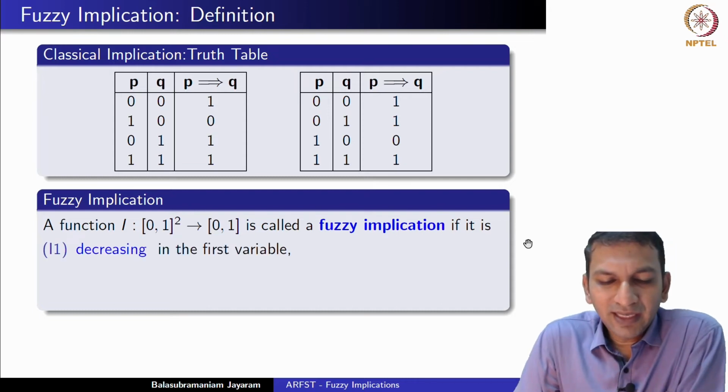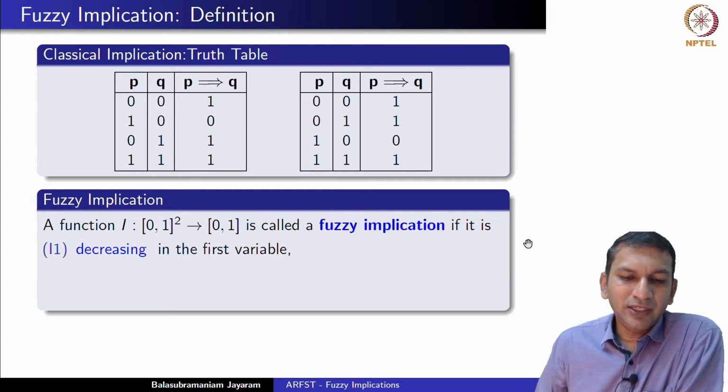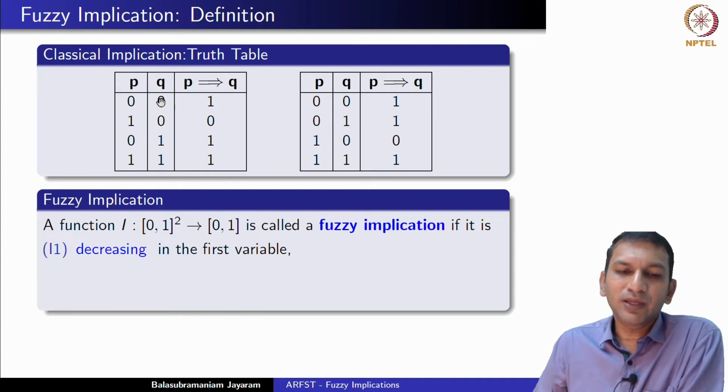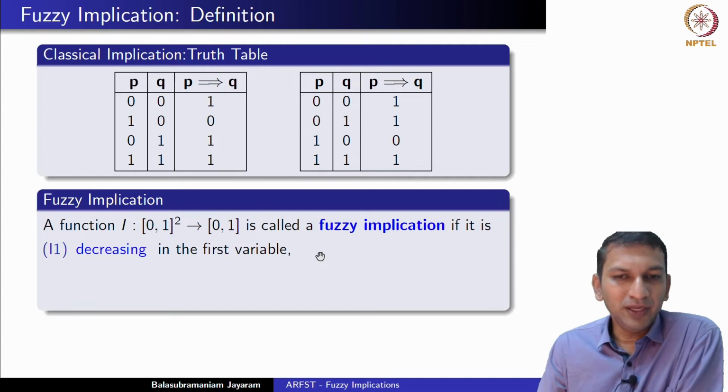Firstly, it should be decreasing in the first variable. Now, what has led to this observation? Look at this. If you fix the second variable to be 0 and increase the first from 0 to 1, you see that the overall truth value moves from 1 to 0. It actually decreases. If the second variable is fixed at 1 and if you increase, it remains a constant. But in the case when the second variable is 0, as you move from 0 to 1, what we see is that actually the overall truth value decreases. So this is what has been captured in saying that an implication operation is expected to decrease in the first variable. And once again, it is not in the strict sense. Essentially, it should be non-increasing.